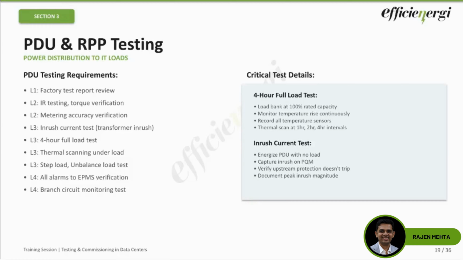Second is metering accuracy. That also is something you want to verify, because the PDUs have inbuilt metering. At this point in time, you will also be verifying against the reference meter. Is the PDU metering in line with the reference meters or not?